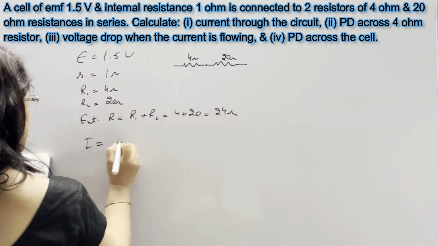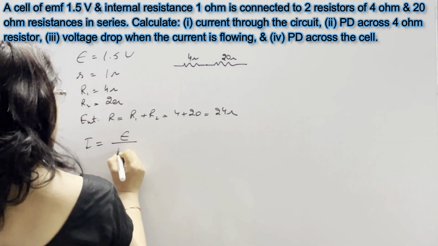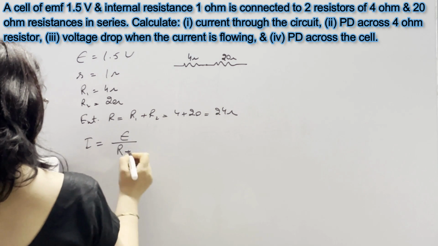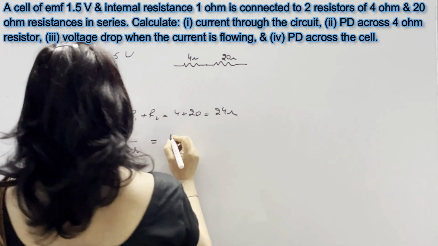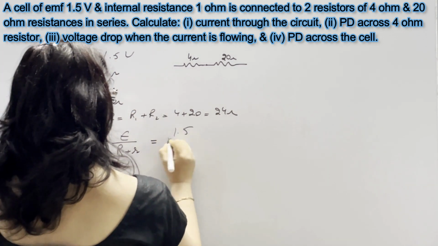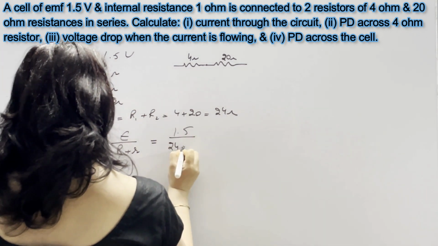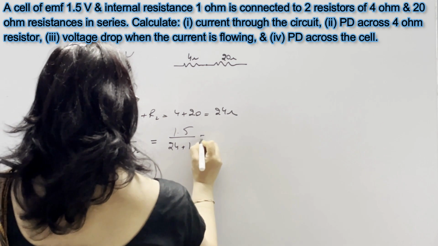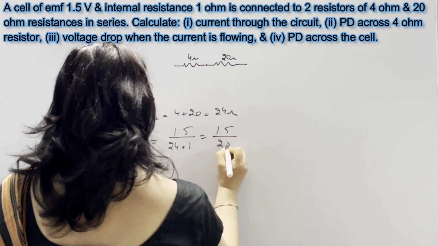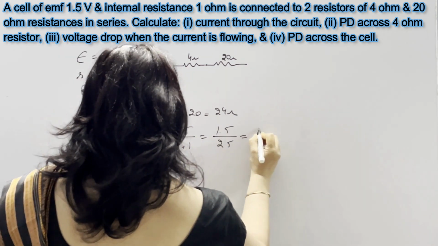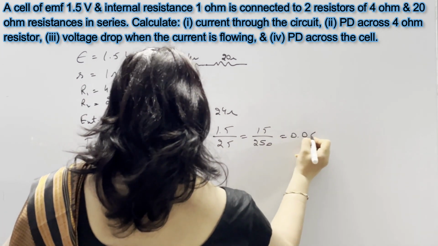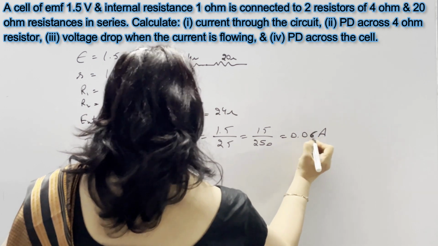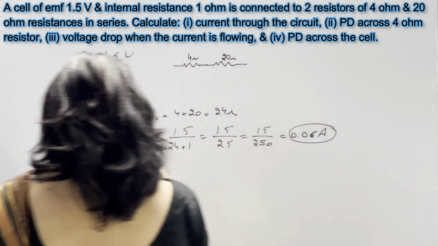Now current is equal to EMF upon external resistance plus internal resistance. Given EMF is 1.5, external resistance is 24 plus internal resistance 1. It means 1.5 divided by 25. So the value comes out to be 15 upon 250, or we can take it as 0.06 ampere. This is the current in the circuit.